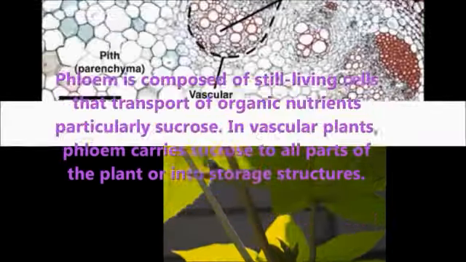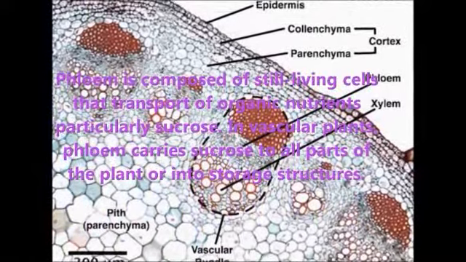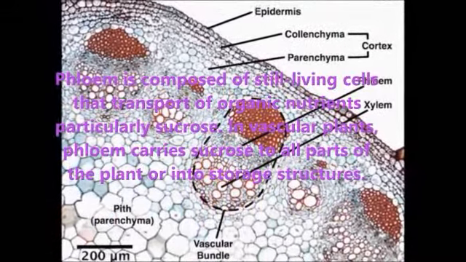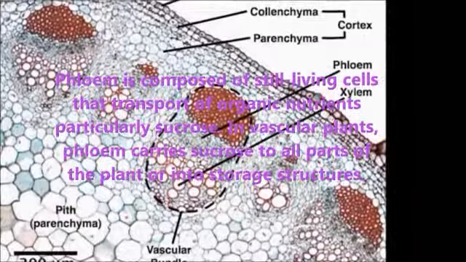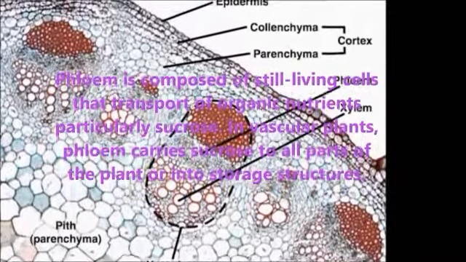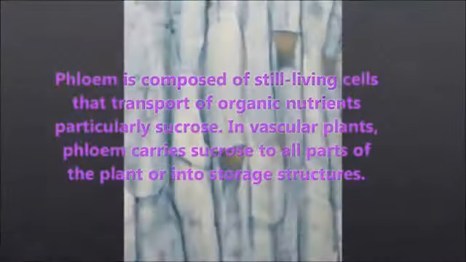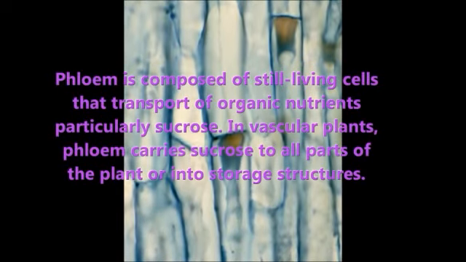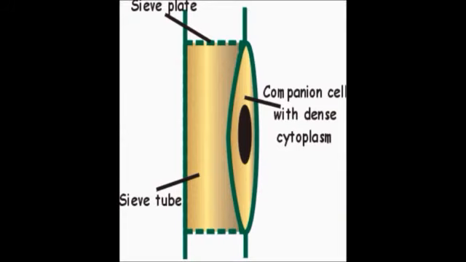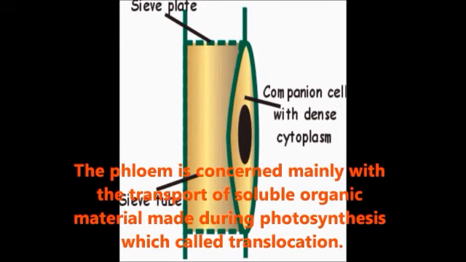Actually, phloem is composed of still living cells that transport organic nutrients, particularly sucrose. In vascular plants, phloem carries sucrose to all parts of the plant or into storage structures. The phloem is concerned mainly with the transport of soluble organic material made during photosynthesis, which is called translocation.